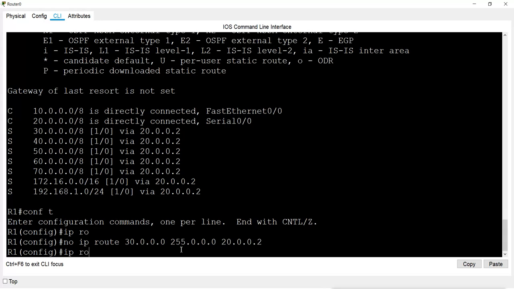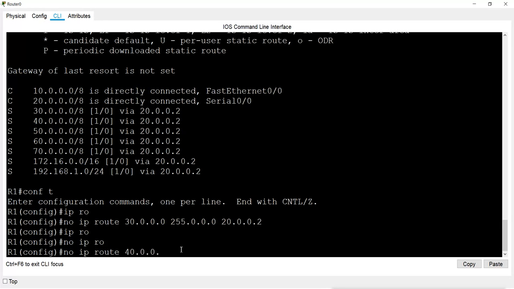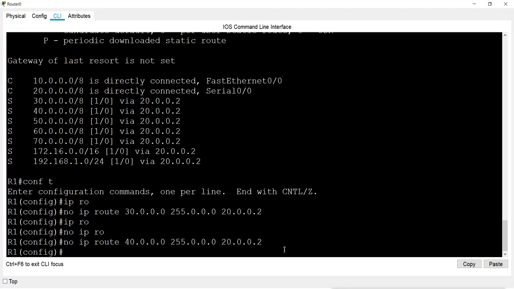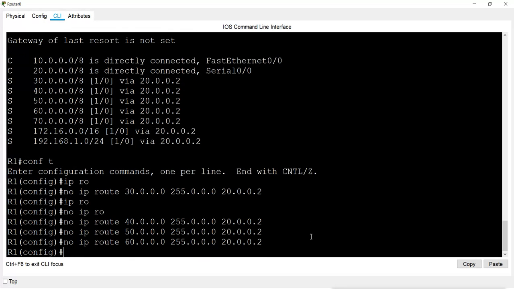So after this I will remove with no ip route 40.0.0.0 with this subnet mask and with this gateway. You see you have to type each network one by one, and it will take lots of time. That is the difficulty of static routing. Configuring is difficult, removing is also difficult. I'm using the up key to reuse the previous command. You can see all the previous commands. I reuse the previous command and remove routes by changing only the network address, because all the other information is the same.